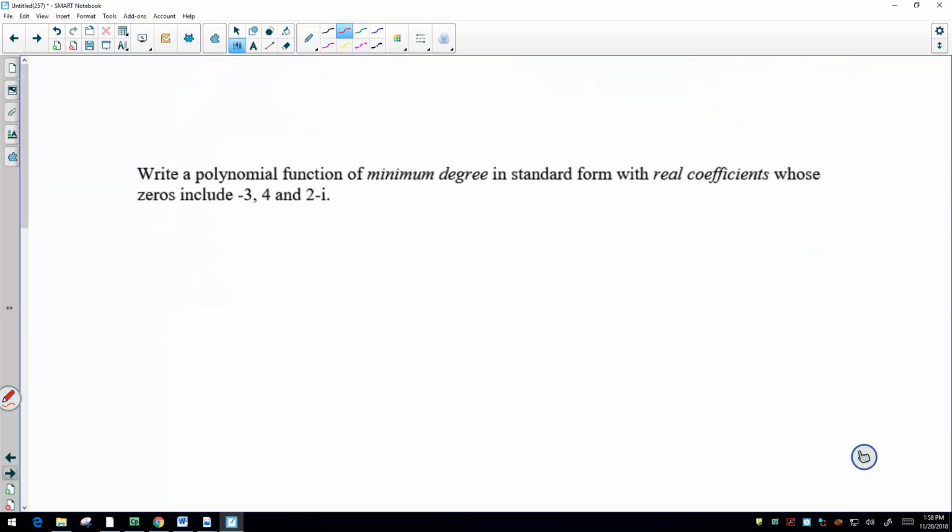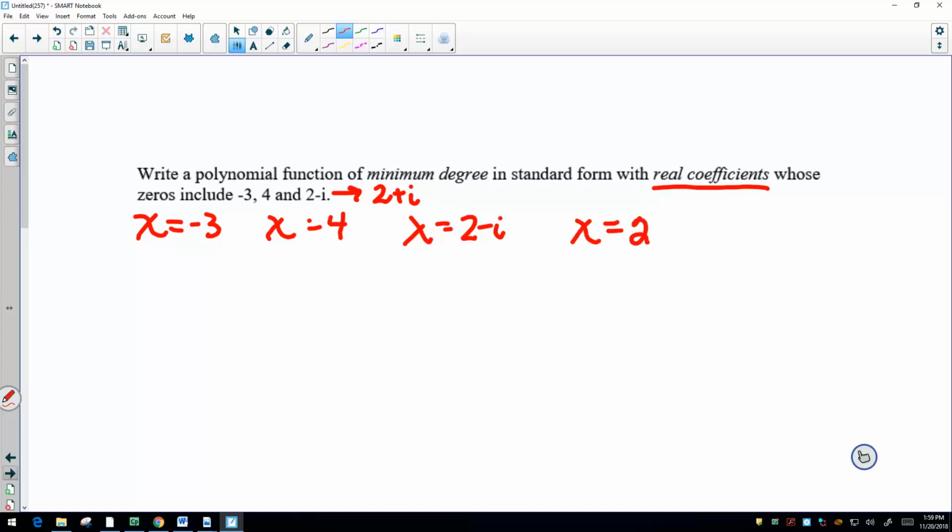Okay. So on the back, we're going to write a polynomial function of minimum degree. That means just think about them as one zero each, meaning I don't have to worry about repeated zeros. And it says in standard form with real coefficients. So now we can use that complex conjugate theorem. Meaning, I know I have a zero at x equaling 3, negative 3, a zero at x equaling 4, and a zero at x equaling 2 minus i. But because I know it has real coefficients, we get its conjugate as well. So even though it's not stated as a zero, the complex conjugate theorem implies that it is in fact a zero.